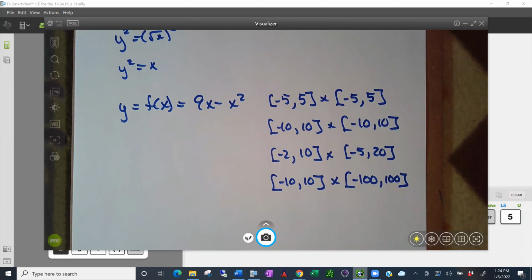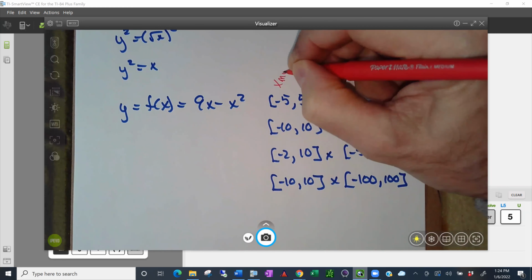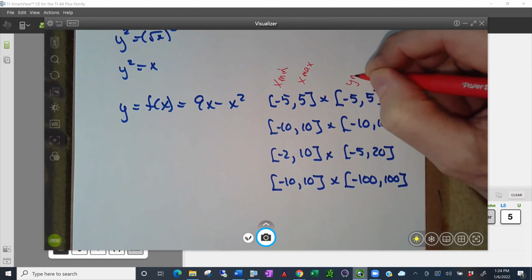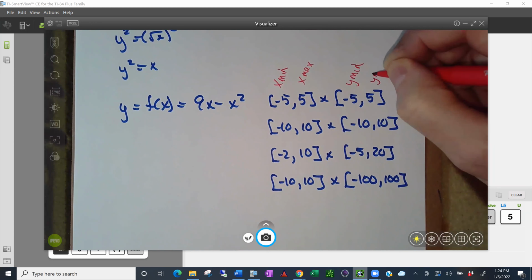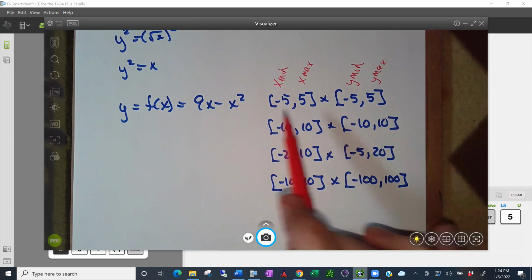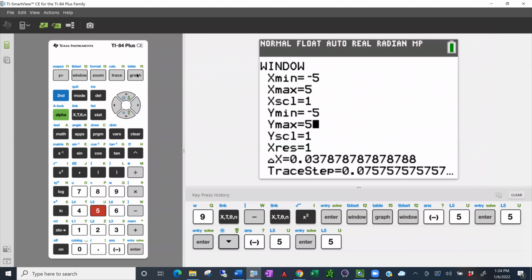When you're giving these viewing windows, this is your x min, that's your x max, that's y min, and that's y max. So this is going to be my handy, quick way to write all that stuff without writing the x min, x max, y min, y max. So with those settings, let's hit the graph key.